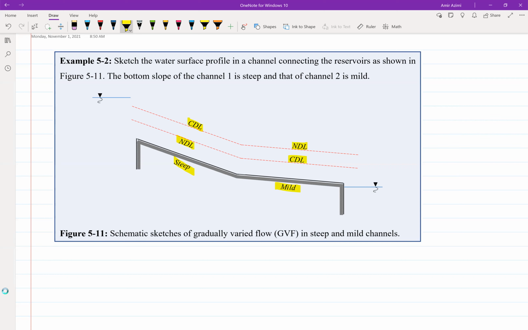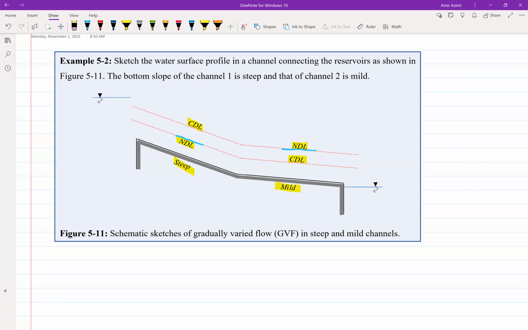So you notice that the flow, where we have the actual water level, changes from supercritical to subcritical. So here we are going to have a hydraulic jump.